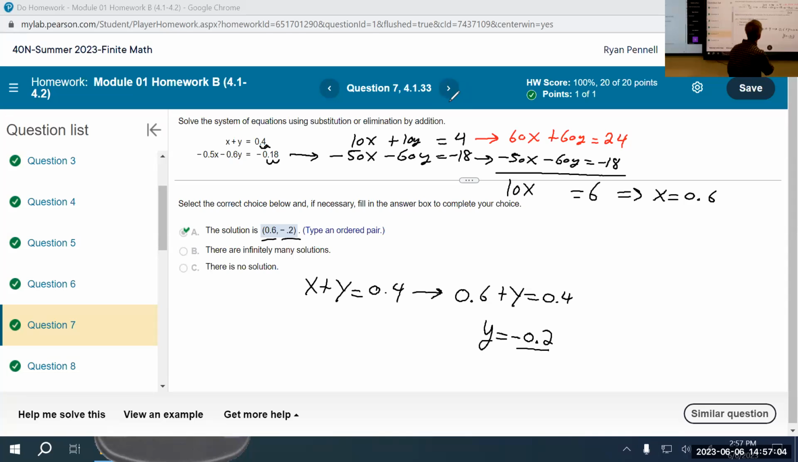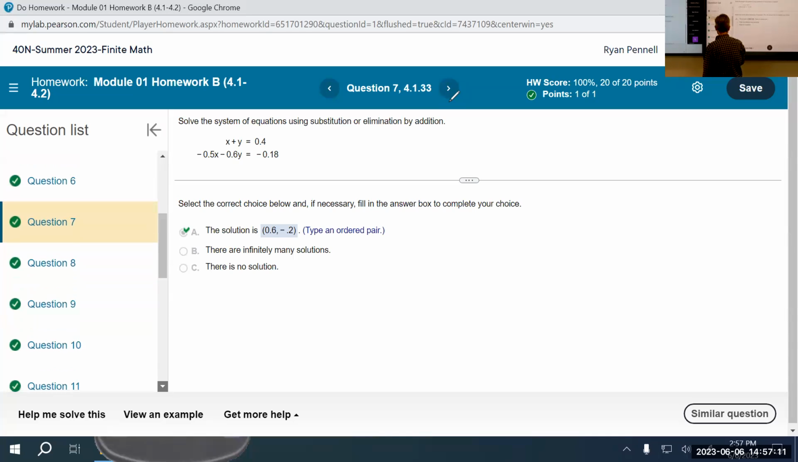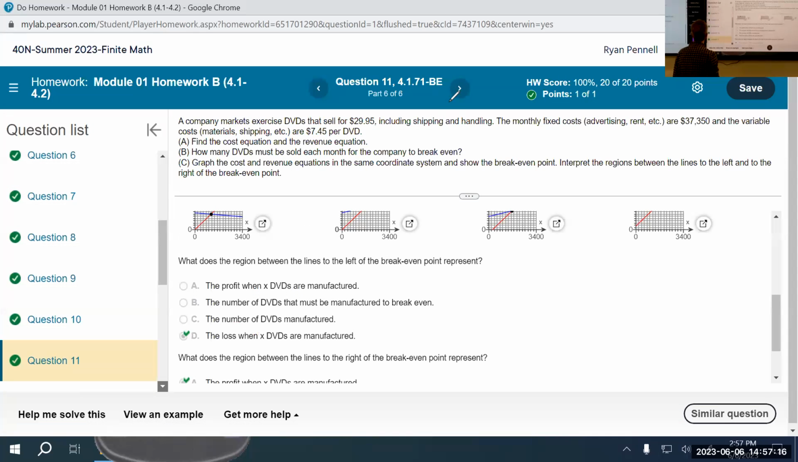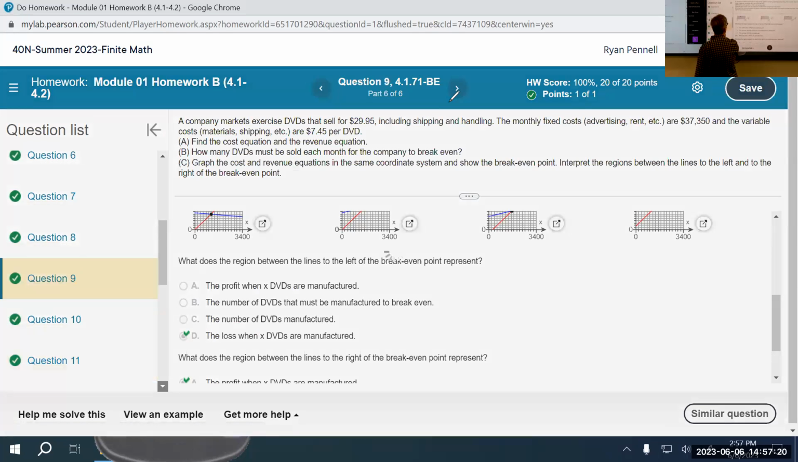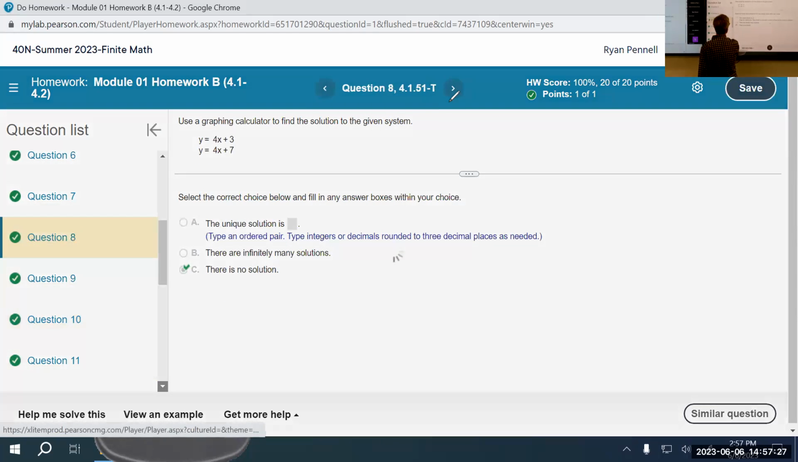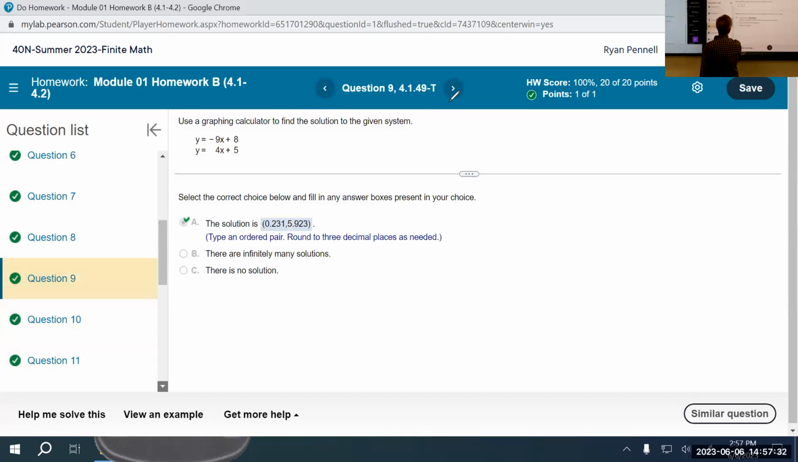That was number 7. I know there are some word problems in here. Let's see what number 11 brings us. Oh, here we go, we got a word problem. Let's check and see. Sorry for the flipping, just double checking. I'm not going to solve this one for you, but I'll at least talk about it, okay?